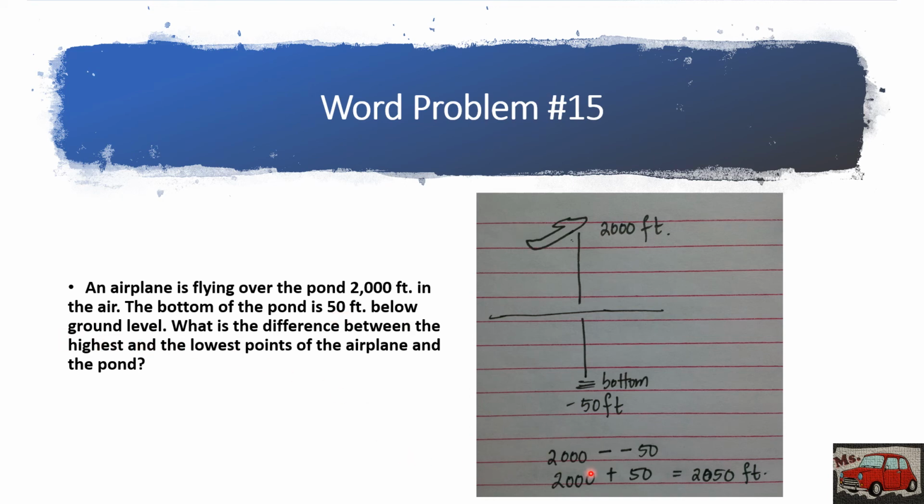Okay? So, again, subtracting integers means adding the opposite. So, the minus will become positive and the opposite of negative 50 is positive 50. So, we have now 2,000 plus 50 and the answer is 2,050 feet. So, that is the difference between the highest and the lowest points. Okay?